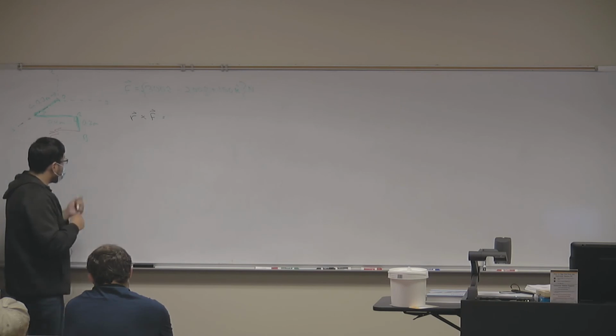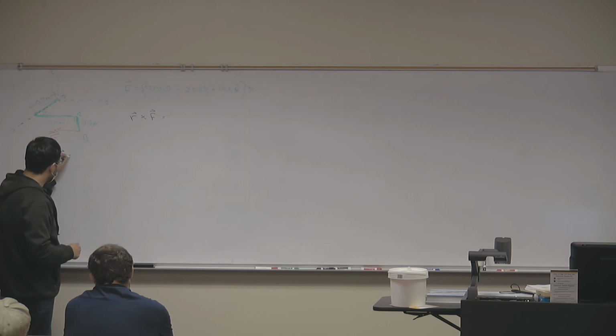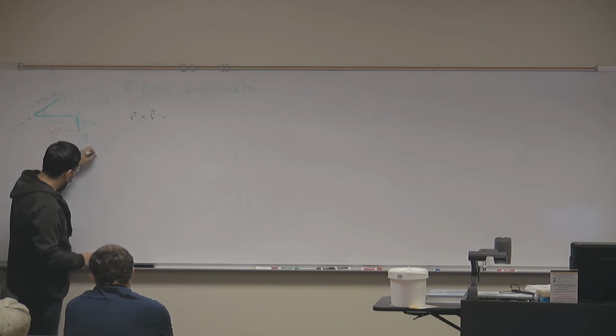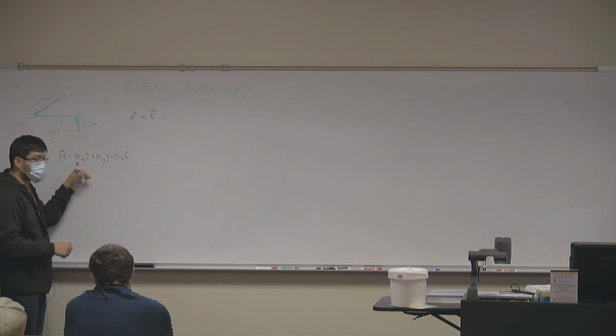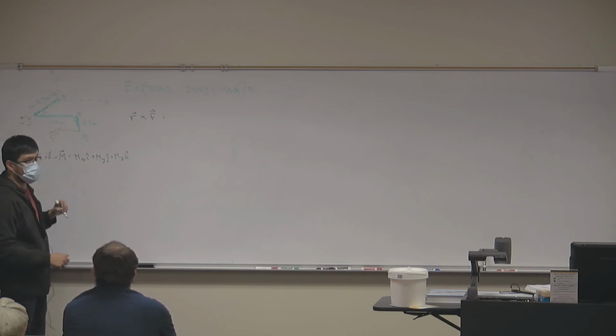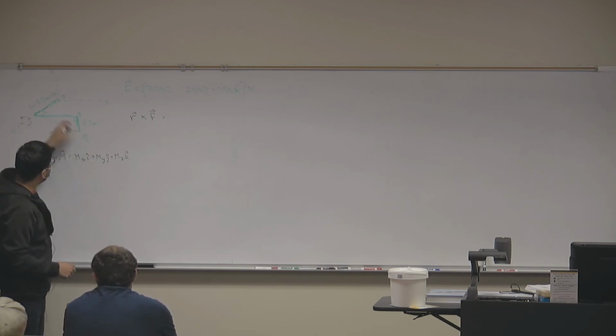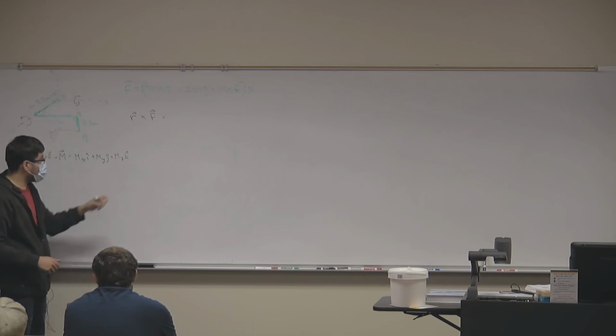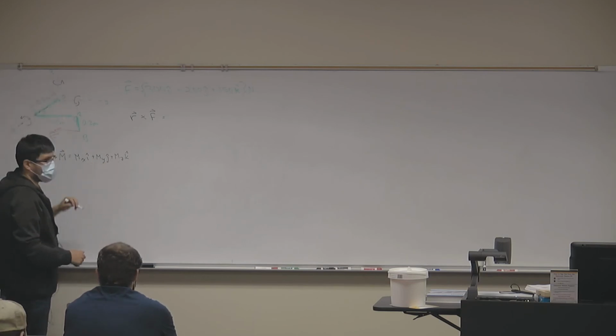However, remember that when we express our moment as a vector, what we have is an x component, a y component, and a z component. The x component of this vector, r cross f, tells me the rotation about the x-axis. The y component tells me the rotation about the y-axis. The z component tells me the rotation about the z-axis.